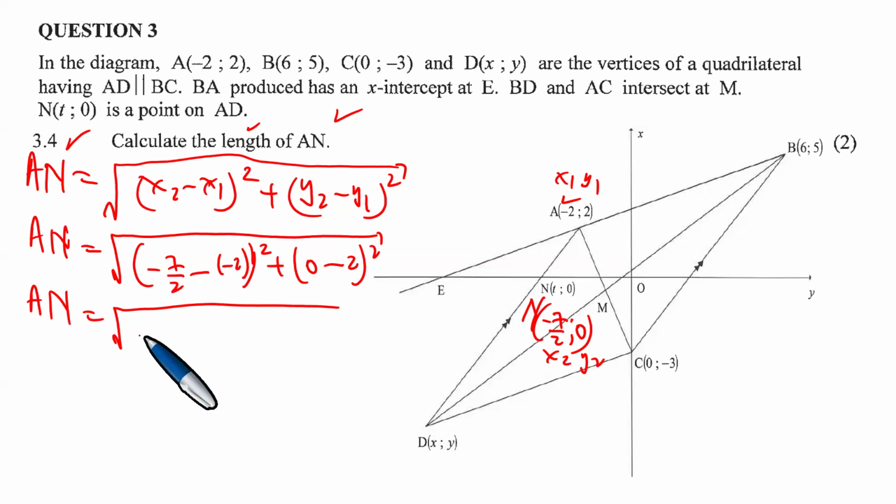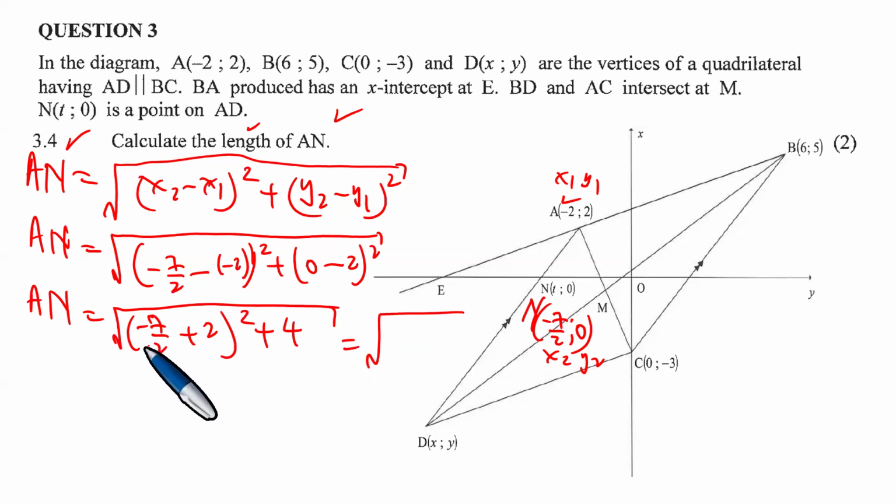So AN equals the square root of minus 7 out of 2 plus 2, because negative by negative is plus, squared, plus minus 2 squared, which gives us 4. Minus 7 out of 2 plus 2 is like 2 times 2, which is 4. 4 minus 7 gives us minus 3 out of 2, and you square this, and the 4 is added to the whole thing.